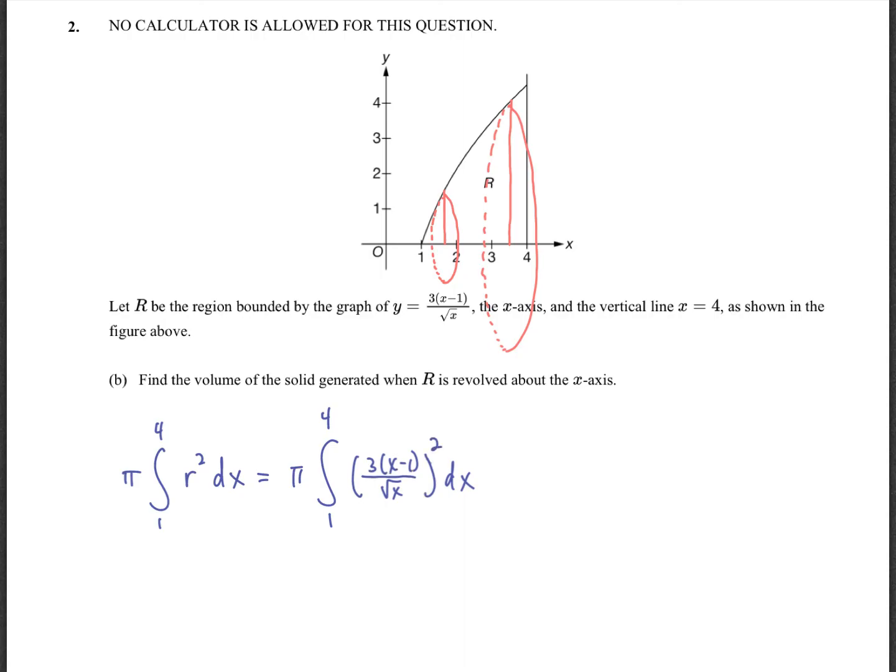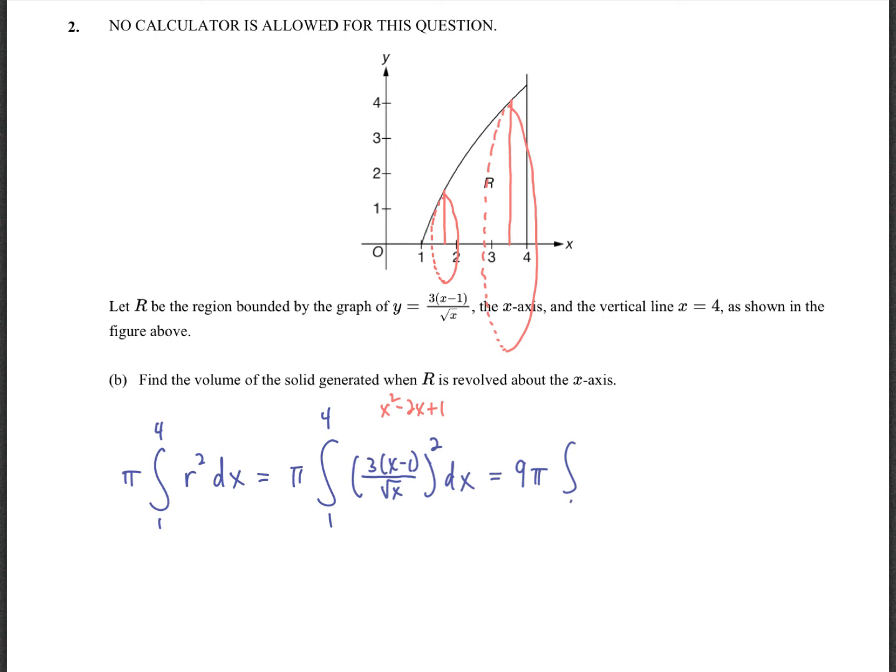Okay, so now let's write this. So first I'm going to square all these things. So I'll square the 3 first, so that'll be 9, and I'm going to pull that out, so that'll be a 9 pi on the outside. And then we're going to square top and bottom here, so that when we square this root x in the bottom, that'll just become an x. And then when we square x minus 1, we'll get x squared minus 2x plus 1. And so we're just going to be dividing this by x, which is root x squared.